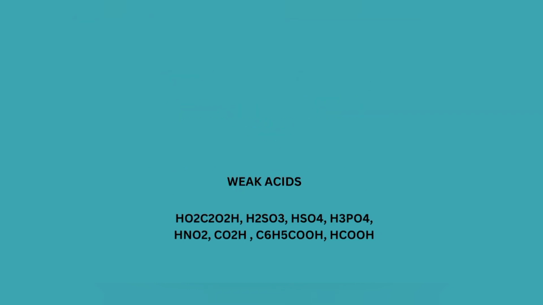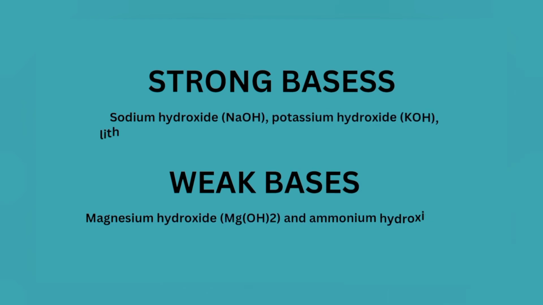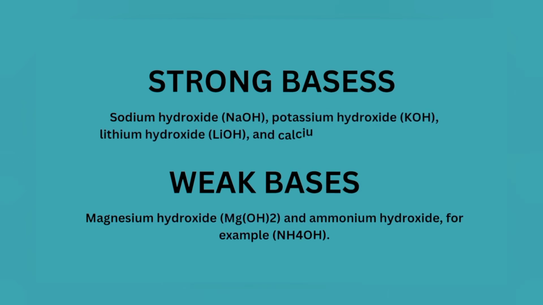Similarly, for bases, when there is a complete ionization in water, they are said to be strong. Examples are potassium hydroxide and sodium hydroxide. And also, when there is a partial ionization in water, they are said to be weak. Examples are ammonium hydroxide and magnesium hydroxide.